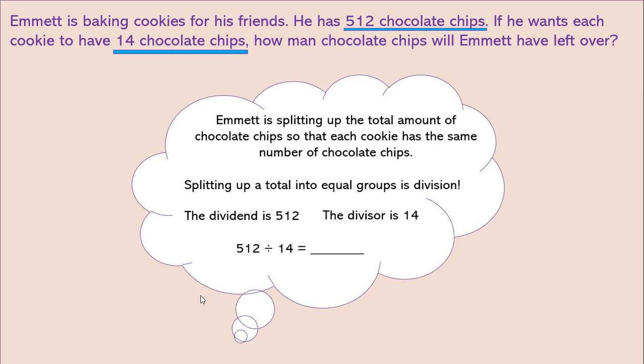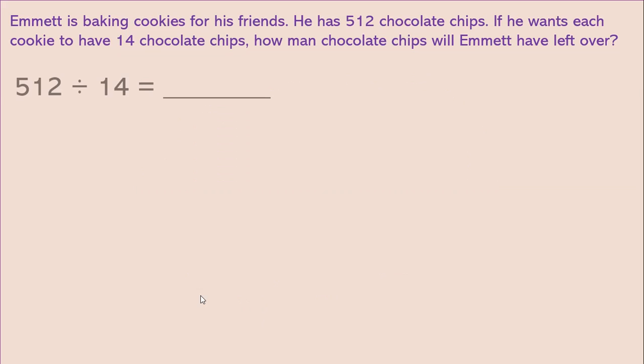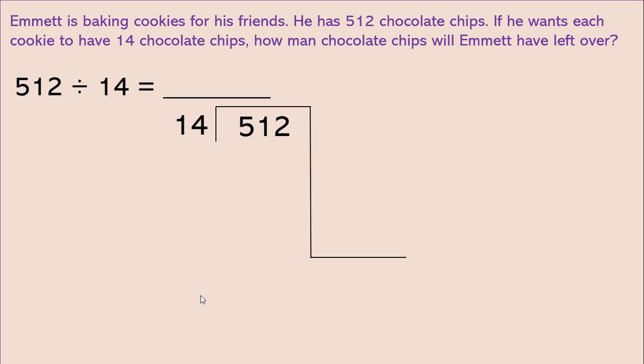We want to figure out how many chocolate chips Emmett is going to have left over after he makes as many cookies as he can. So we have 512 divided by 14. Let's start by creating our outline. Our dividend is going to go in the middle, and our divisor is going to go on the outside.